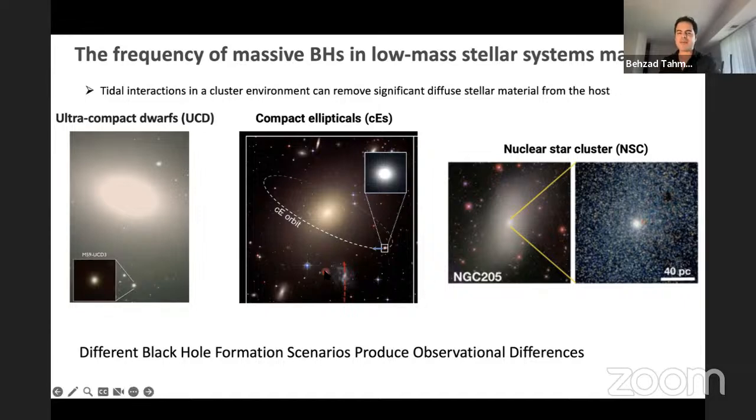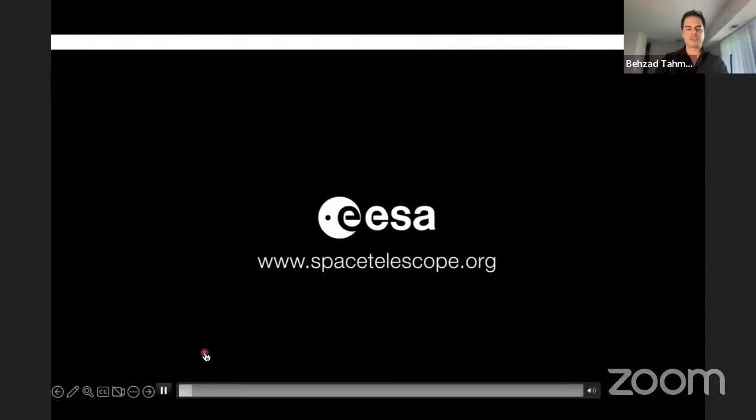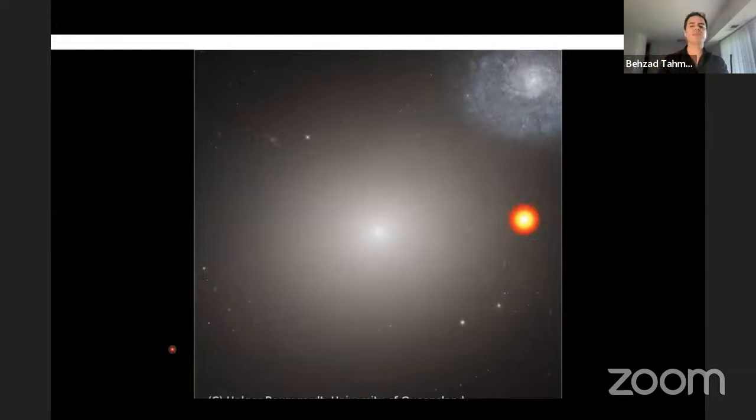So we have the subsample of all these compact ellipticals now, the kinematic data from JWST. So let me show you first an example of the formation scenario of a UCD.